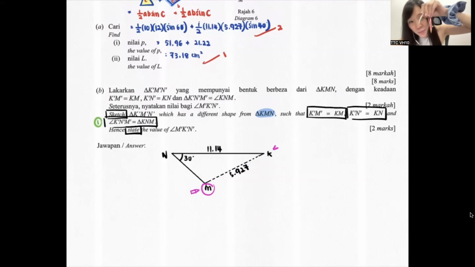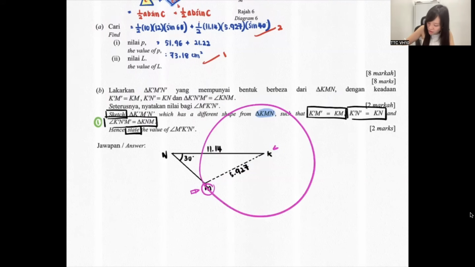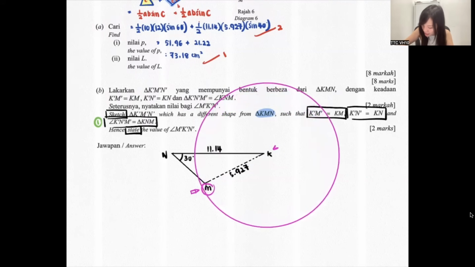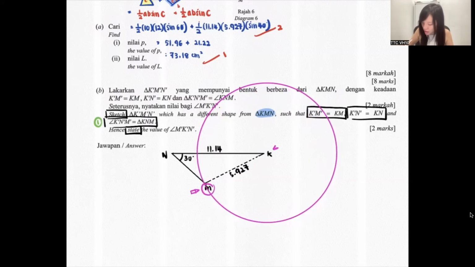So it's either K put sharp, M put pencil, or M put sharp, K put pencil. Okay, so now you put like that already. Then guys, you turn one round. Draw a circle. Wait, I draw a nicer one. Okay lah, roughly like that. Now guys, you draw a circle.